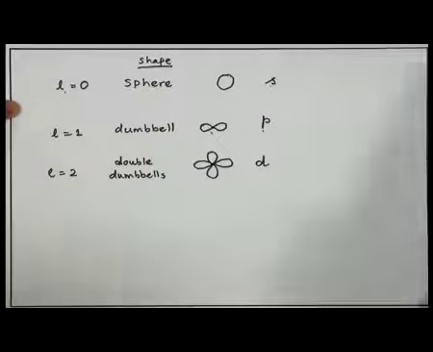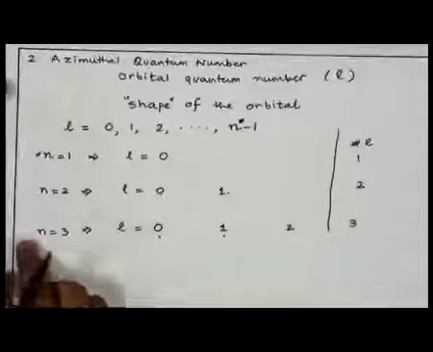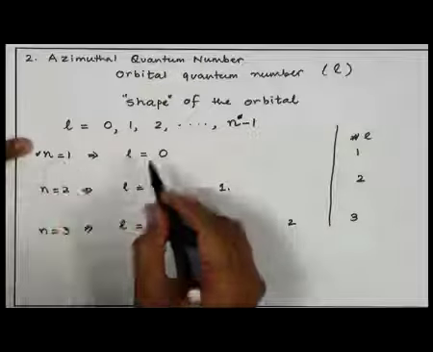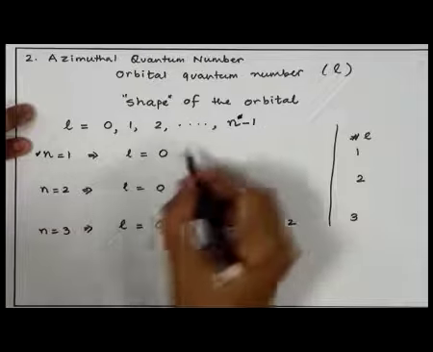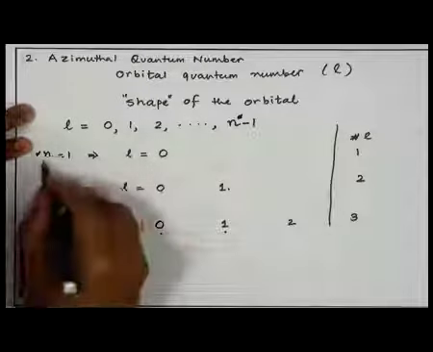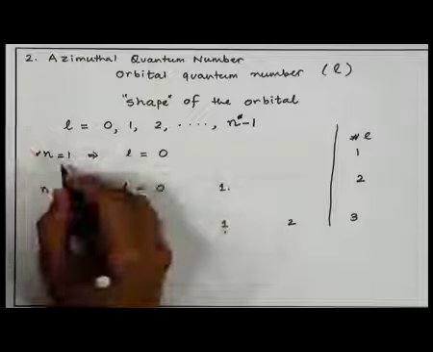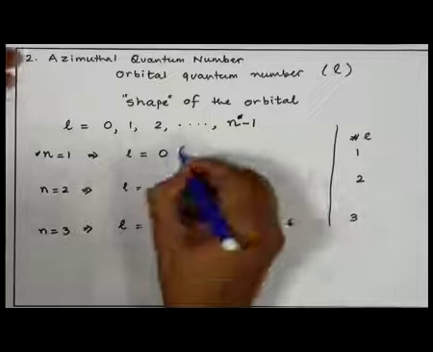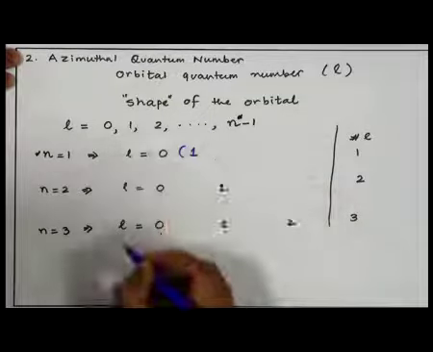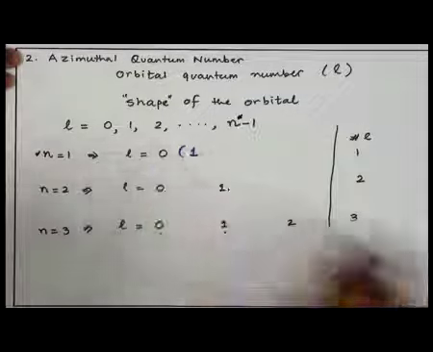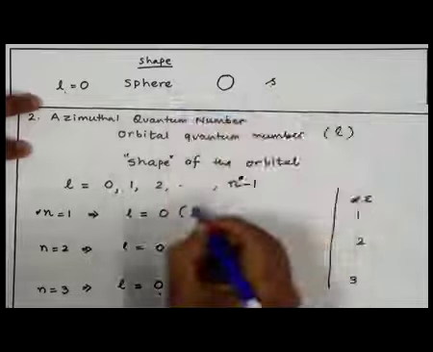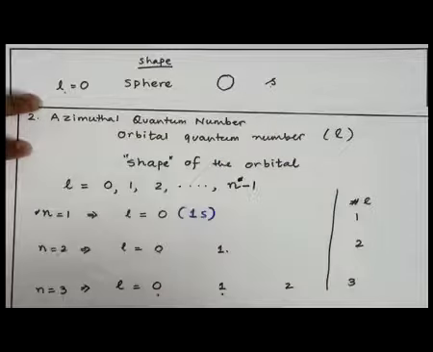Now, let us go back to the previous exercise that we were doing, where we saw that when n is 1, L is 0. So, how can we identify this orbital? We can say that n is 1 and L is 0. So, we identify this orbital in the following way. This is the value of n, and then we use the shorthand notation of the orbital shape. When L is 0, we call it s. So, we call this orbital 1s.